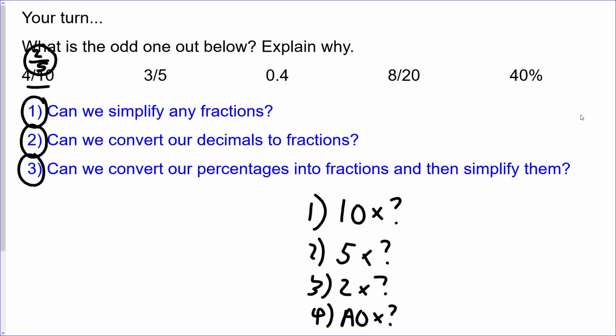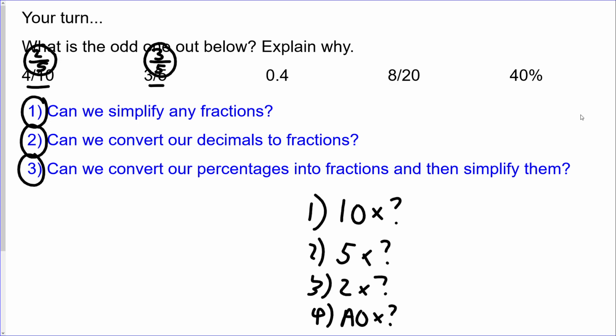Then I look to my next fraction and I see, can I simplify it? Do they both go into the 10 times table? No, they don't. Do they both go into the 5 times table? No, they don't. Do they both go into the 2 times table? No, they don't. Do they go into any other times table? No, they don't. So I would keep it as 3/5.